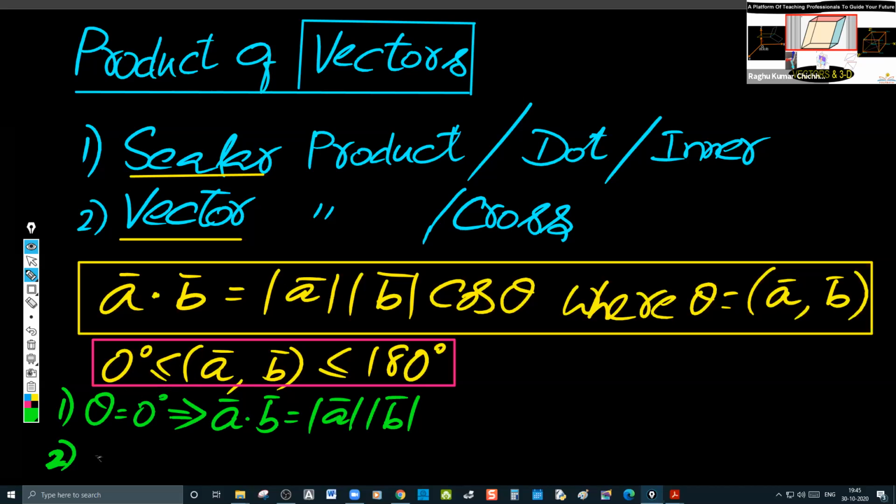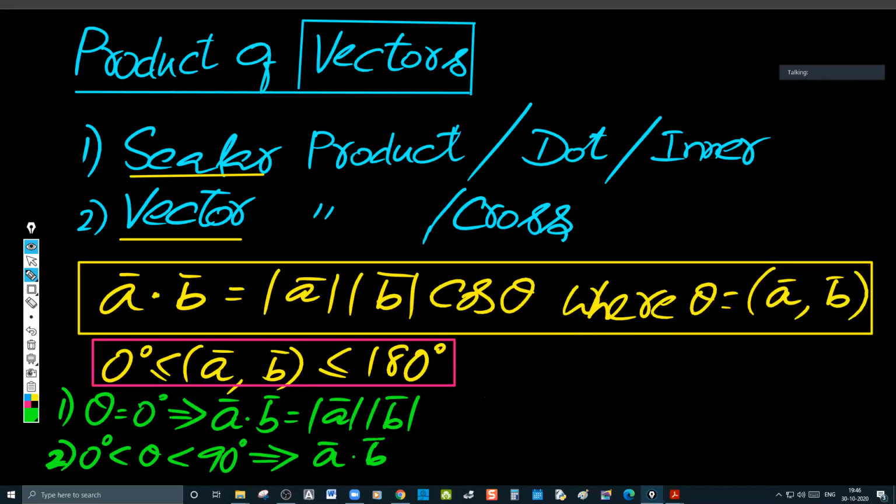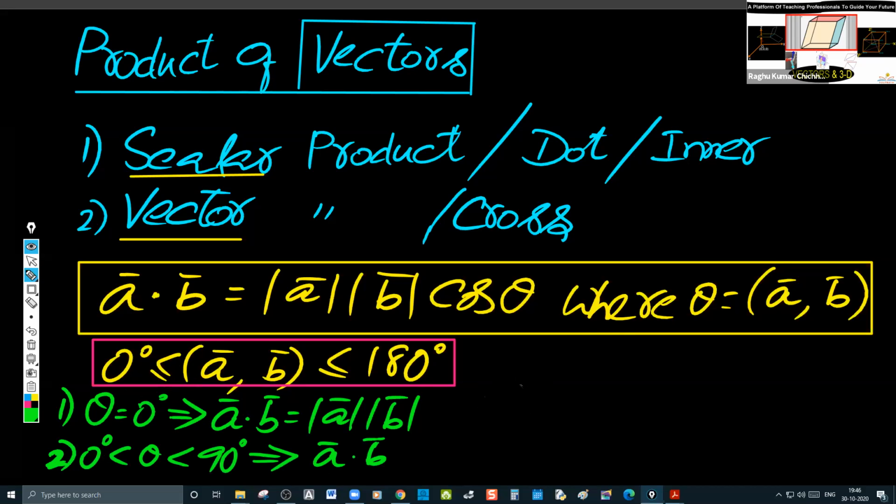Now similarly, if theta is lying between 0 and 90, that is, theta is an acute angle. Any one of you please tell me the sign of A bar dot B bar? Respond please.